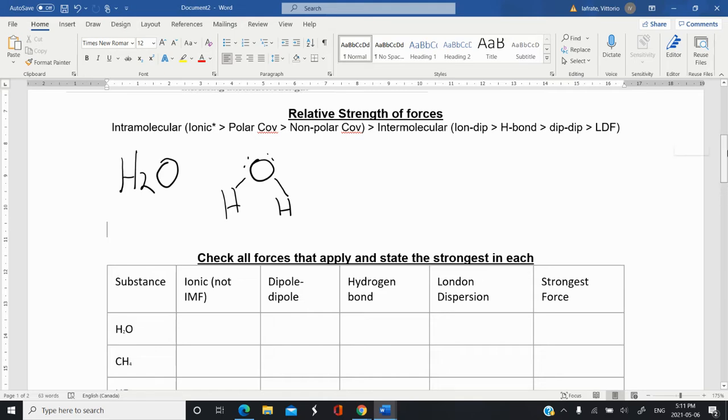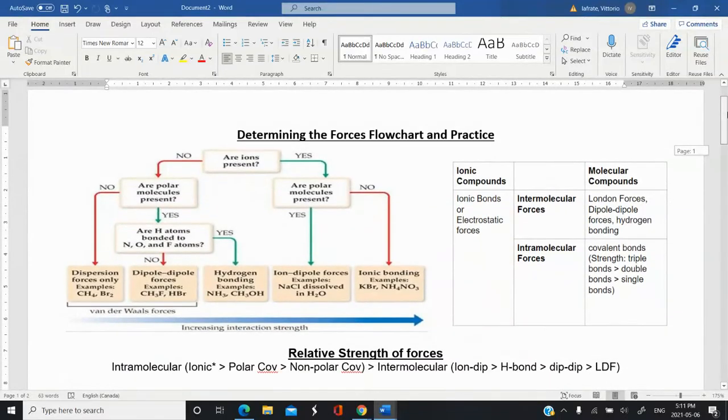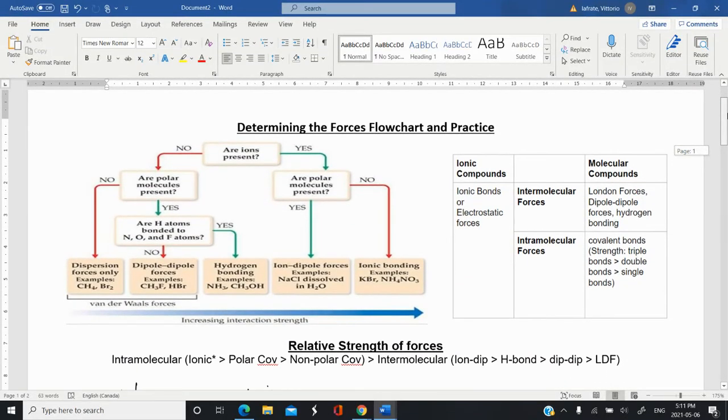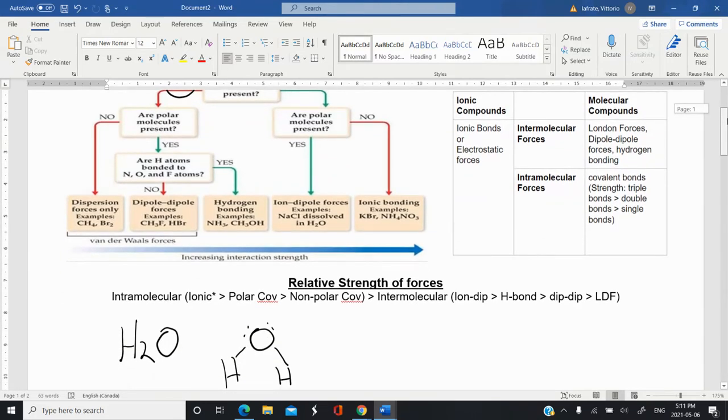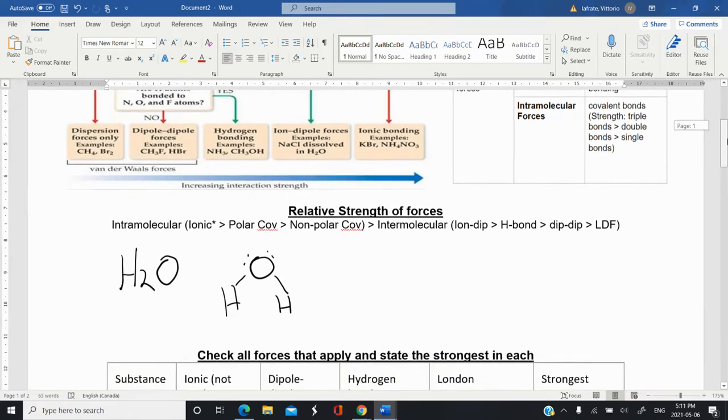What I'm going to do is go to my chart and see the questions that are there. First of all, one of the questions is, are there ions present? That basically means, is it ionic or molecular? If it's ionic, you'd say there are ions present. If it's not, you'd say no. We don't have any ions present, so we're going in that direction. Are the molecules polar or nonpolar, essentially? So is water polar or nonpolar? Let's take a look at that.